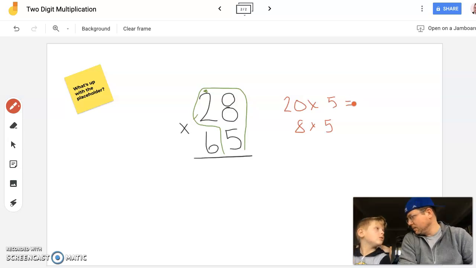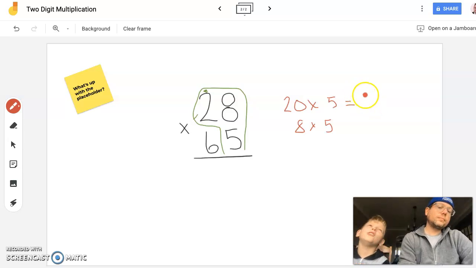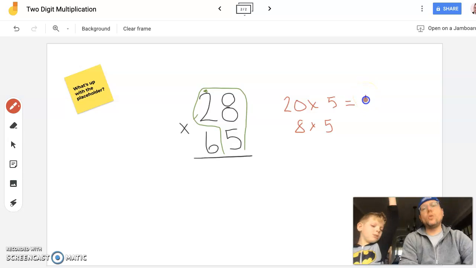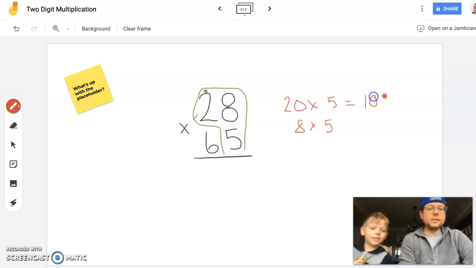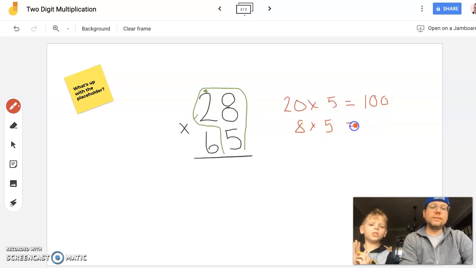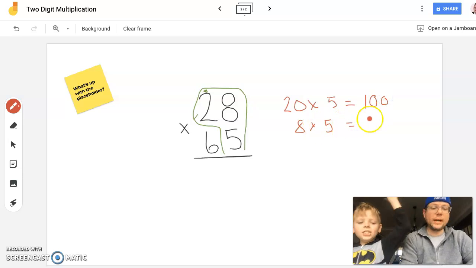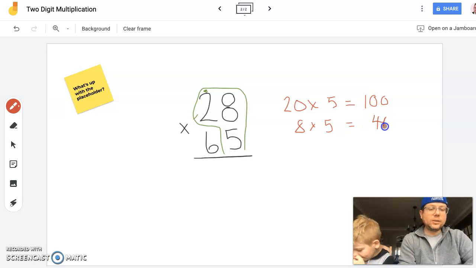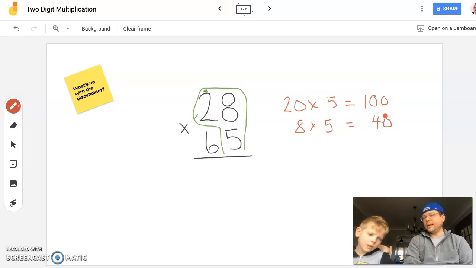What's 20 times 5, Peyton? 20 times 5 is 100. That's right, it is 100 for sure. And 8 times 5? 40. And so we multiplied them separately. We found part of the product.